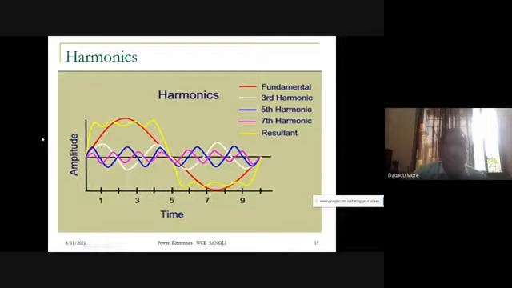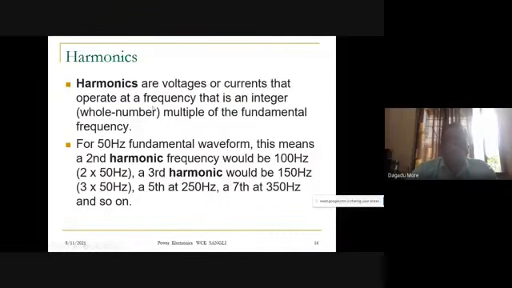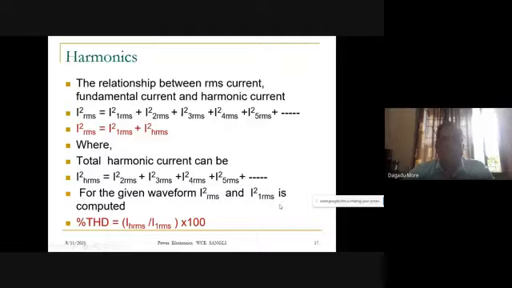The sinusoid having the same frequency as the non-sinusoidal current is called the fundamental. With respect to that, when the frequency is three times, five times, and so on, we get the third, fifth, and seventh harmonics. Harmonics are voltages or currents operating at a frequency that is an integer multiple of the fundamental frequency. Our fundamental frequency is 50 Hz. If a 100 Hz signal is present, it is the second order harmonic. 150 Hz is the third harmonic, and 350 Hz is the seventh harmonic.